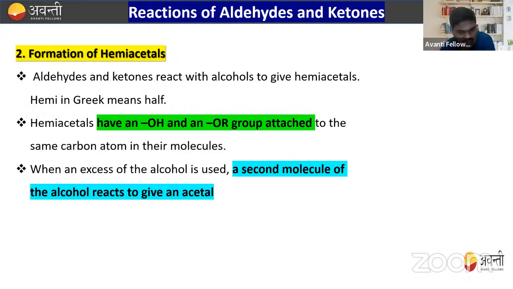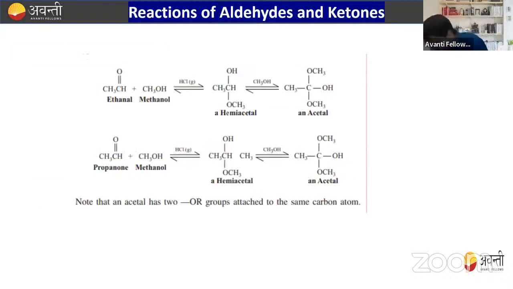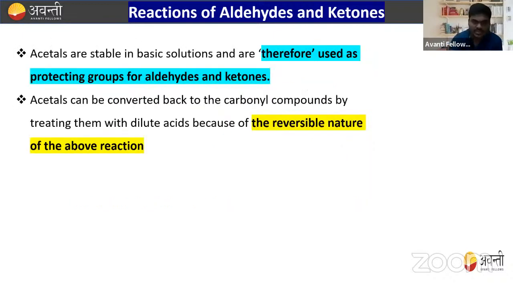When excess alcohol is used, a second molecule of the alcohol reacts to give an acetal. Here we can see through an example with ethanol and methanol. This will give a hemiacetal, and then with another CH3OH it will give the acetal. Similarly, it gives the hemiacetal first and later the acetal. Note that the acetal has two OR groups attached to the same carbon. I hope you remember this.